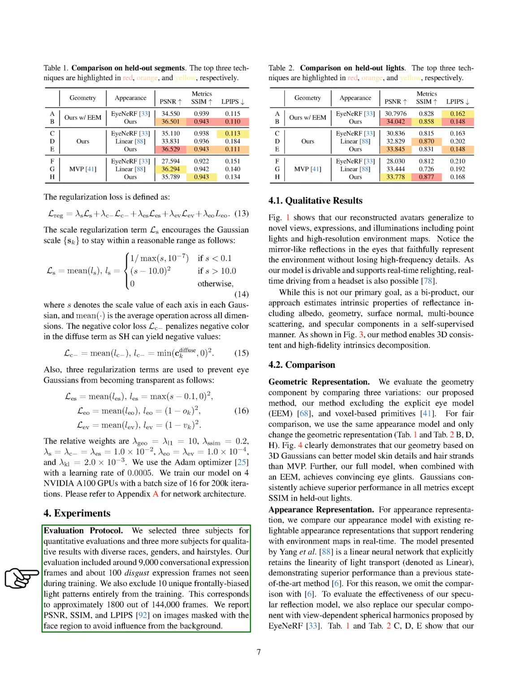We tested our model on 6 subjects with a variety of races, genders, and hairstyles. Our tests included around 9,000 frames of conversational expressions and about 100 frames of discussed expressions that the model hadn't seen during training. We also excluded 10 unique frontally biased light patterns from the training. We evaluated our model based on PSNR, SSIM, and LPIPS on images masked with the face region to avoid influence from the background.